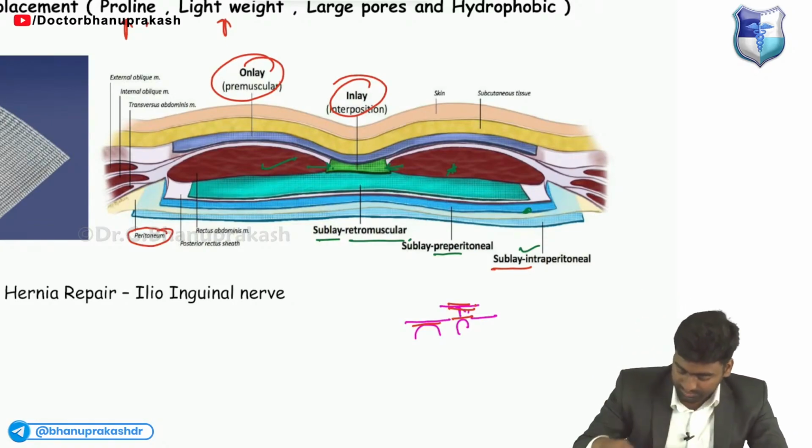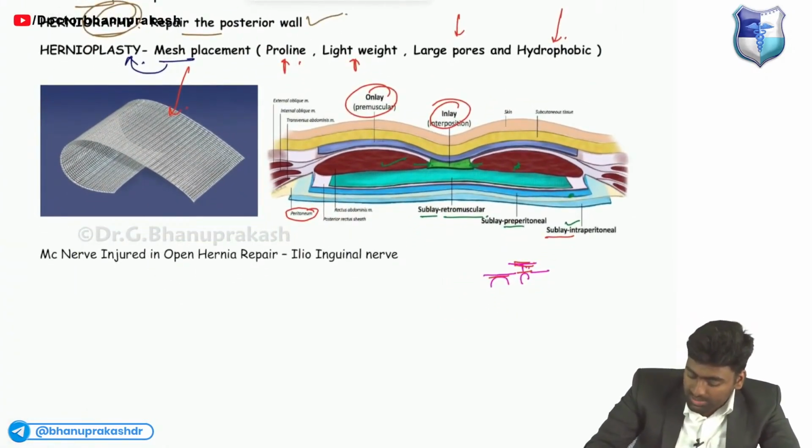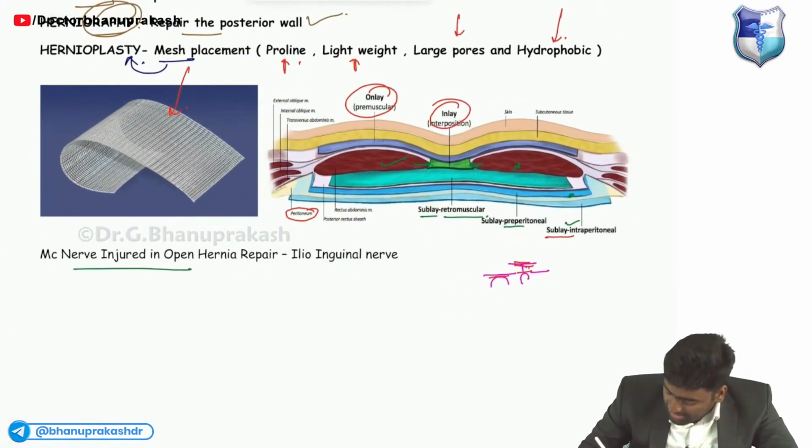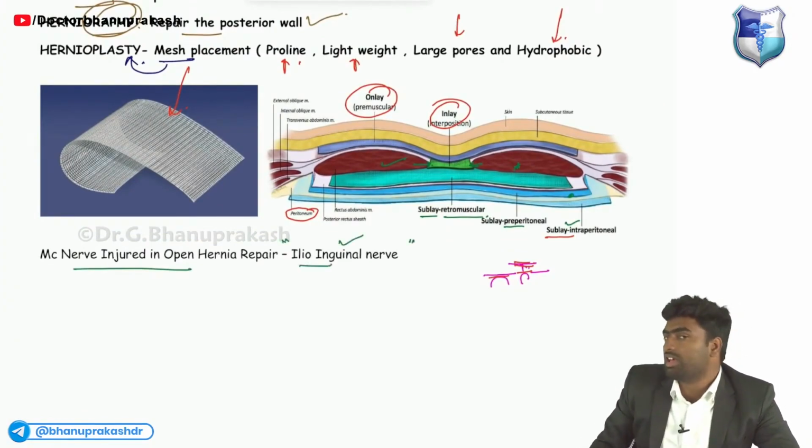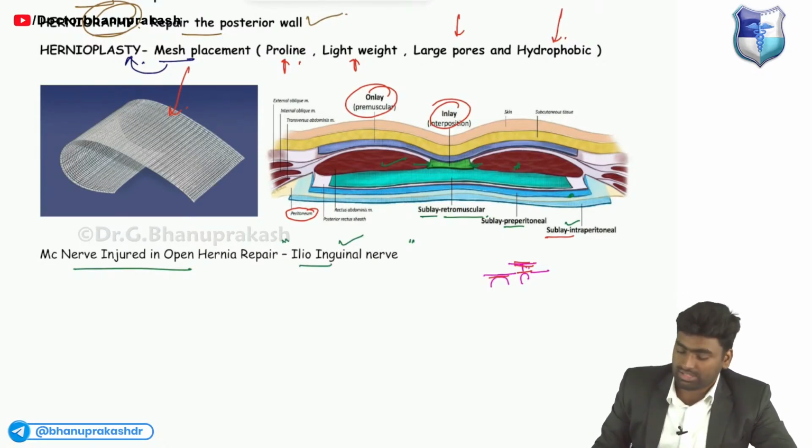Just remember, fine. And they will ask you, what is the most common nerve injured in a case of hernia repair? The answer is the ilioinguinal nerve, which is the most common nerve injured during hernia surgeries. Fine.